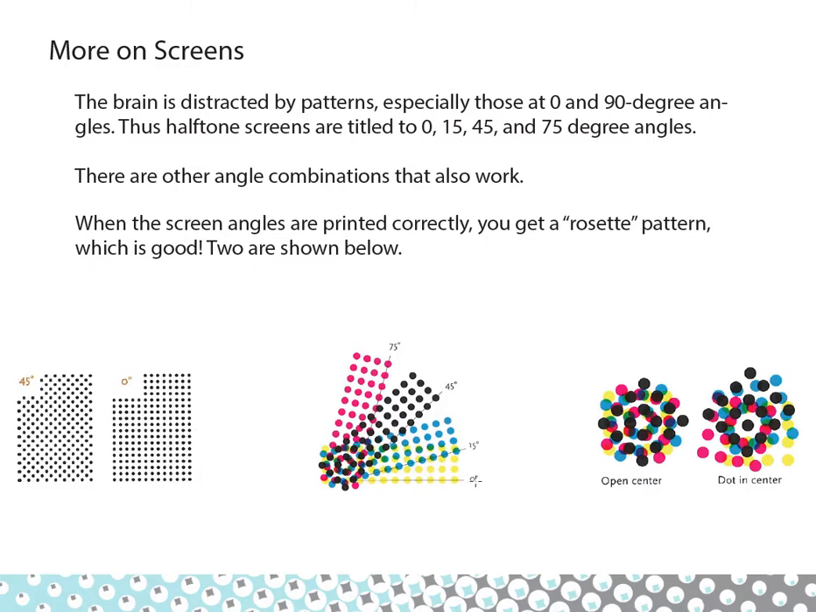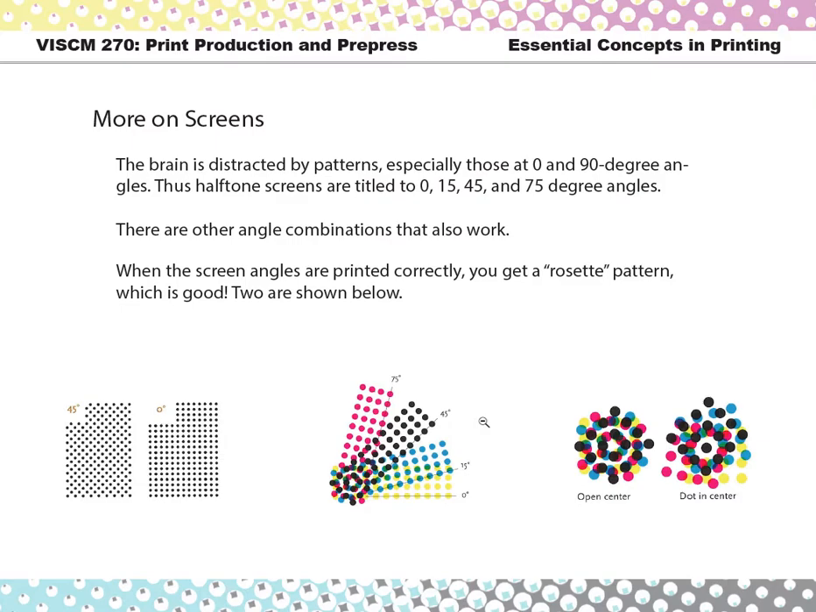This is the other example here, 0, 15, 45, 75. I'm not expecting you to memorize screen angles, but when they are laid out at the right angle, then the dots will form patterns that are good patterns called rosettes. And here's 2 types of rosettes. And the rosette is a good distribution of dots that we won't see it as a pattern unless we zoom in on it. So looking for rosettes is good.